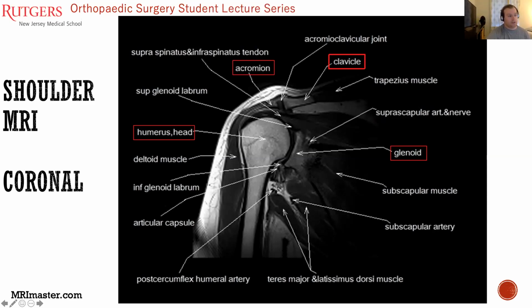Additionally, you have some other muscles that you can see, your trapezius up top. You can also, again, see arteries and nerves on an MRI as soft tissue. And then you can also see the subscapularis muscle that's attaching to the anterior aspect of the scapula, again, going to attach to the anterior part of the humerus.